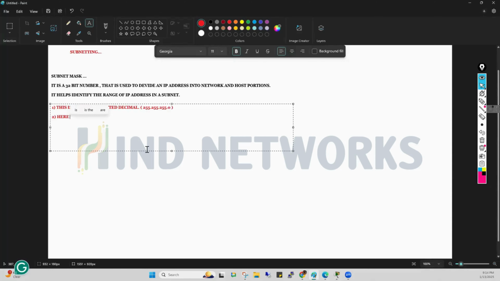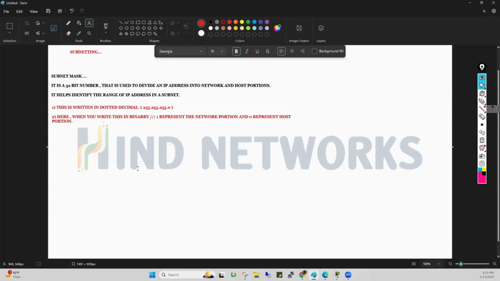So please remember point number 2. When you write this in binary, 1 represent the network portion, and 0 represent host portion. So please remember this one. 1 represent the network portion and 0 represent guys host portion. Clear? So you need to remember this one.